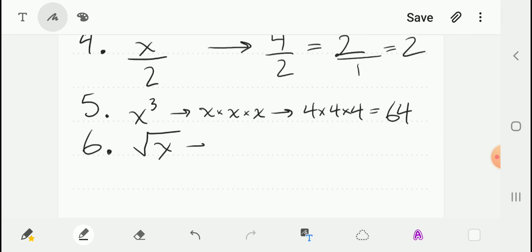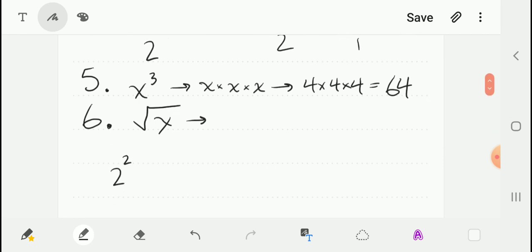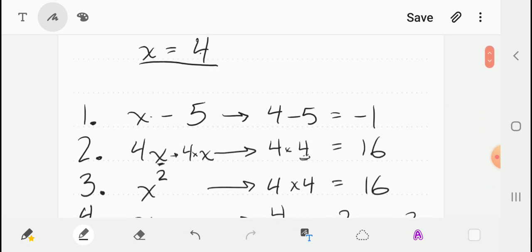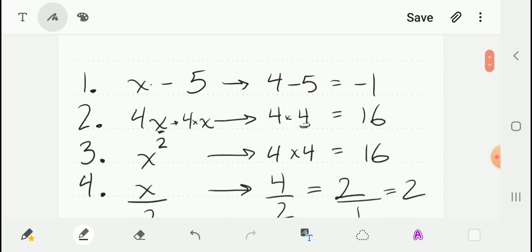Okay, square root. So if you remember, if I have 2 squared equals 4, and if I have the square root of 4, it equals 2. So square rooting just does the opposite of squaring. So if we take the square root of 4, that's equal to 2. Okay? So there are 6 examples for you. Now, I'm going to do another couple of examples.